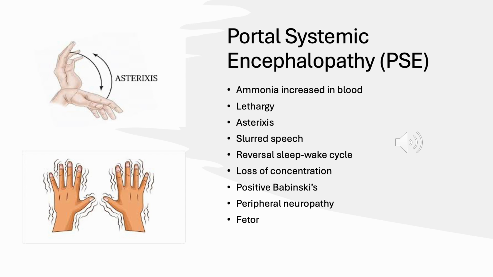Positive Babinski's, that means when they elicit the Babinski's that the toes don't flex forward, they extend backwards. Okay, so that's a positive Babinski's. You should only see that in babies. They develop peripheral neuropathy, so they're going to have numbness and tinglings in their feet and possibly their hands, so that could be a fall risk. And fetor. Fetor breath is musky, bad breath that is caused by PSE. So it's caused by ammonia in the blood.